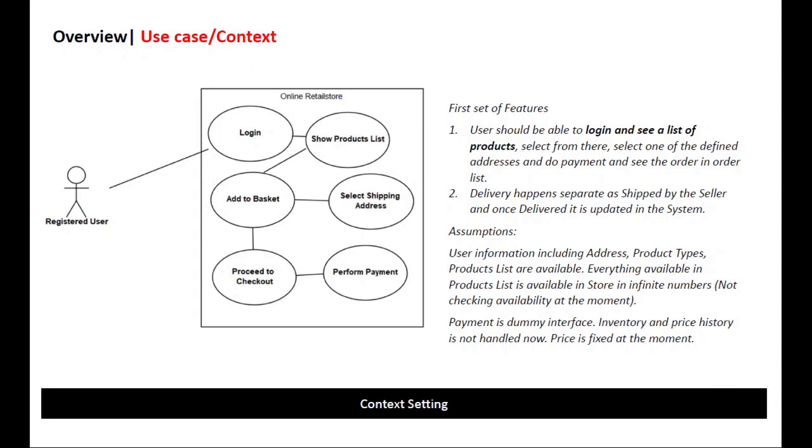So the first step is to look at login and seeing a list of products, and then adding it to the basket as the next step. Then selecting a shipping address, proceeding to checkout, and performing payment.